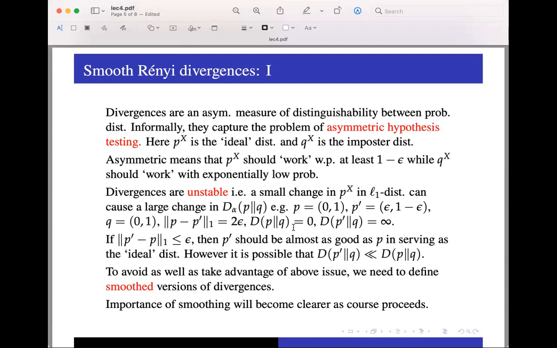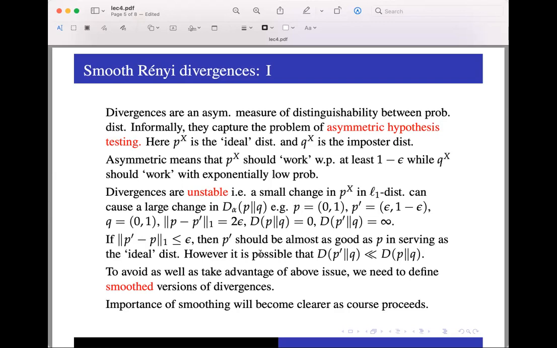The divergence of P with respect to Q is 0 because P is equal to Q, but the divergence of P prime with respect to Q is infinite, simply because the support of P prime is not contained in the support of Q. So such things can happen. It can also go in the other direction, that the perturbation can suddenly drop the divergence. So you take the same example and run it backwards. Let's start from P prime and then go to P. That can happen. Okay. So this is something that I don't like and I want to avoid.